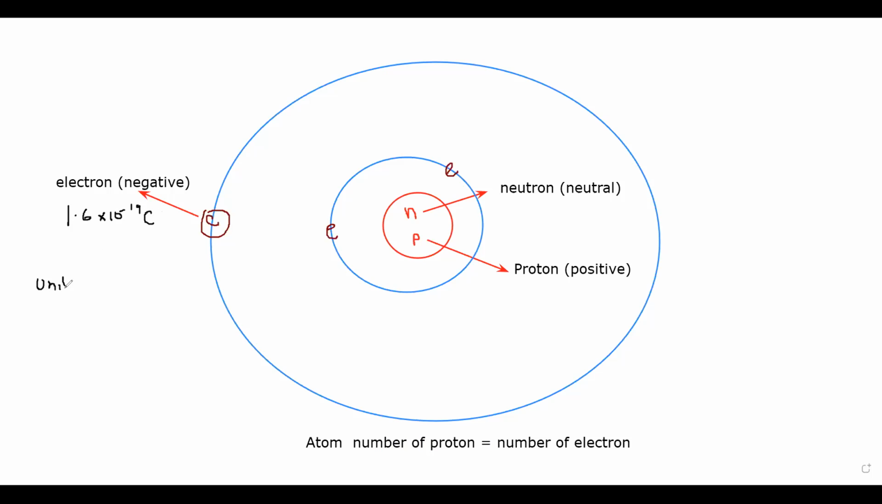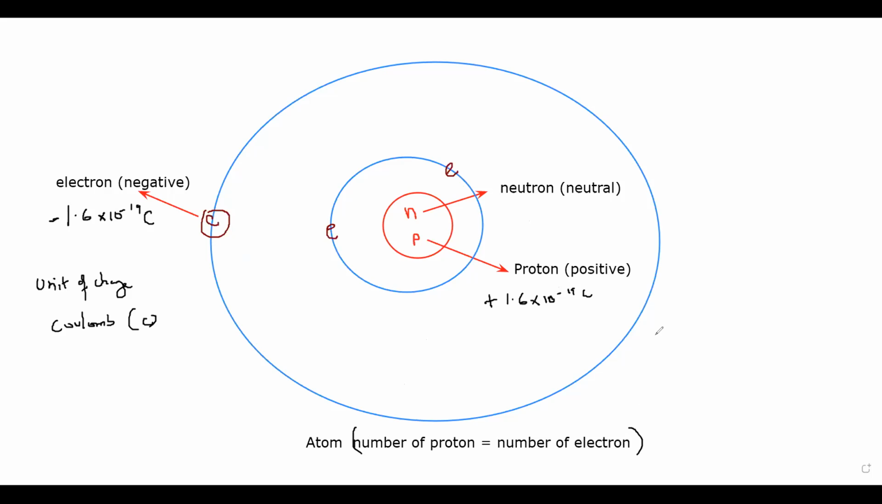So the unit of charge is coulombs and is denoted by C. Same thing, neutron is neutral. A proton also carries a charge of 1.6 times 10 to the power minus 19 coulomb. But the only difference is the nature of the charge. Proton is positive, whereas electron is negative. And for an atom, the number of protons is equal to the number of electrons. That's why the whole atom is neutral.